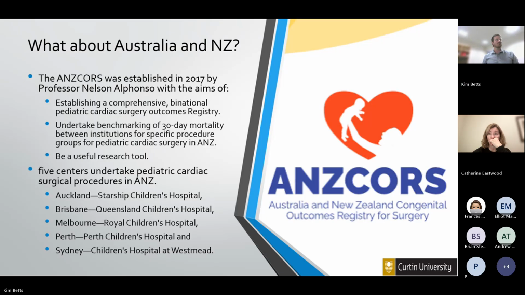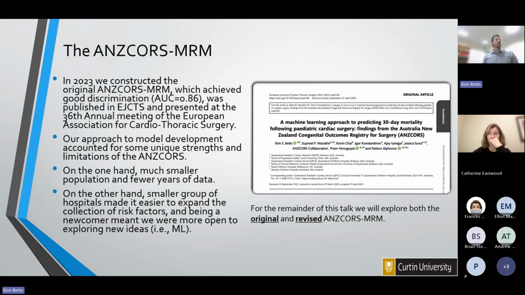So the ANZCORS MRM: in 2023, we finally decided we had enough data to construct our own mortality risk model. I'm going light on the details here because I'm not talking about this model. I'm going to talk in more depth about the revised model, which I'm currently working on. But it achieved pretty good discrimination, again 0.86, similar to the other models, except we had much less data. It's published in EJACS, and I went over to the EACS conference in Milan and presented it in 2023 as well.